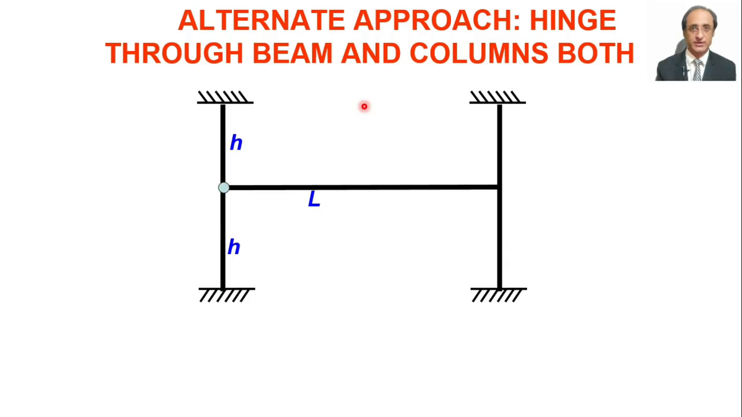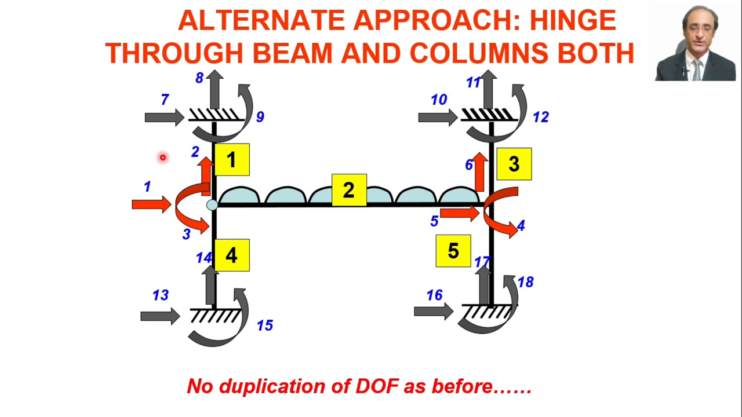Now if we have a hinge passing through all three members, the columns and the beam, then we have to look at it more carefully. In this particular case, when we do the numbering, there are three members meeting at this joint and each of them has a hinge at one of the ends, so we have to use the modified stiffness matrix for all three members. Now it depends on which end is your near end and which end is your far end.